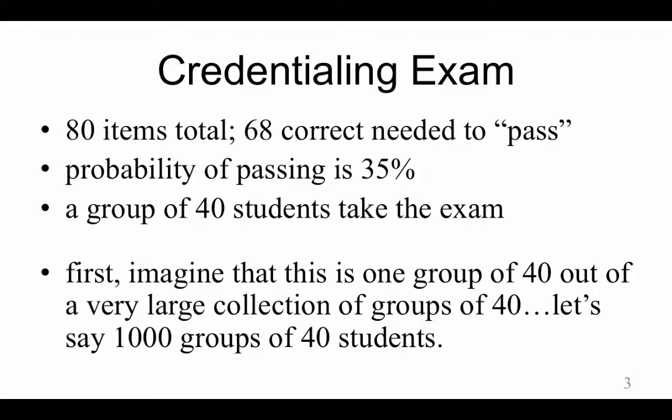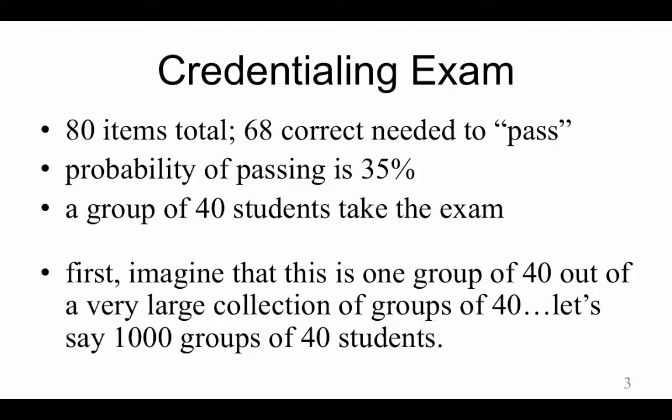Now, if we think about this, assuming that the students are independent from each other, this would meet the criteria for a binomial experiment. There's a fixed number of trials, 40. There's a fixed probability of success, 35%. There's only two outcomes, pass or fail, and again, we've assumed independence.